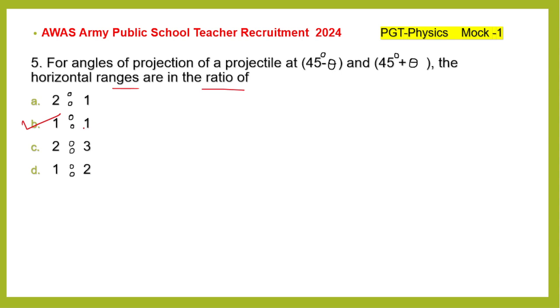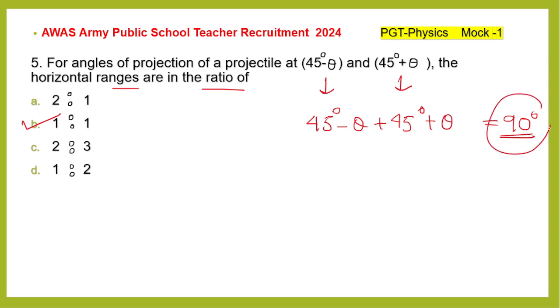There is no necessity for doing anything. Why? Because this is one angle of projection, and this is another angle of projection. If we add these two angles, it gives 90 degree. So if the two angles of projection add up to 90 degree, we can say directly the ranges are in the ratio of 1:1.